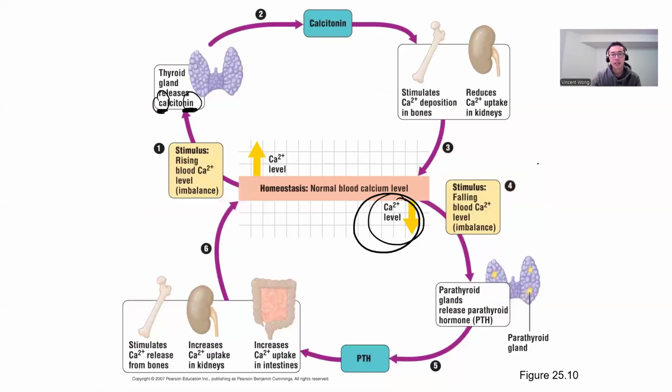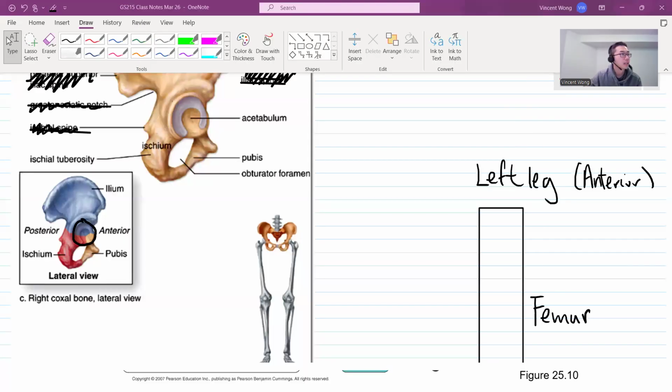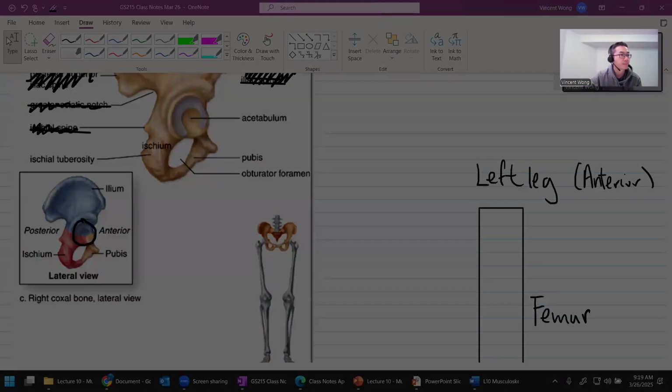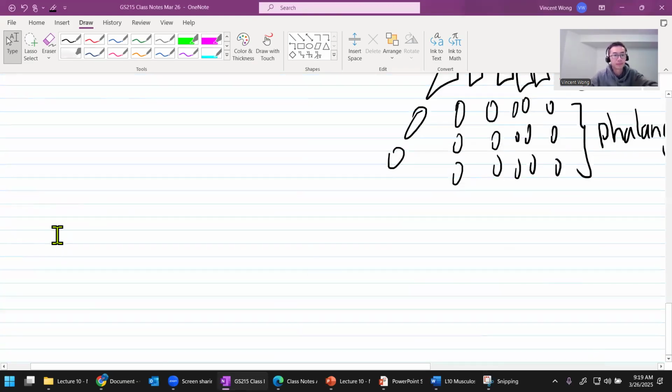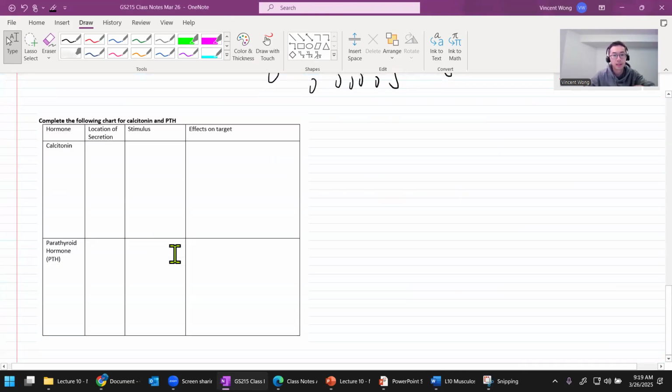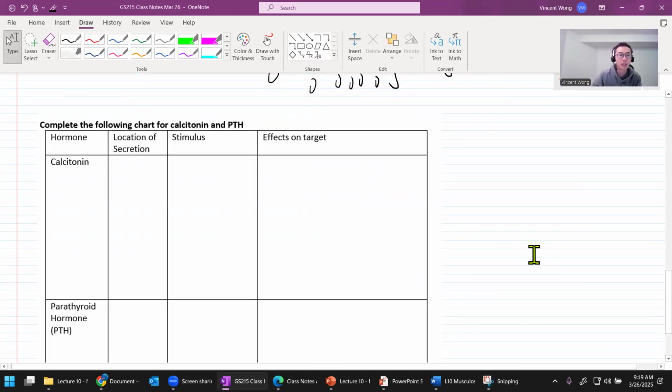Okay, so let's put this in the table to help you learn it better, I guess. Hold on, I just gotta copy it over. It's in your study guide. There we go. So calcitonin.